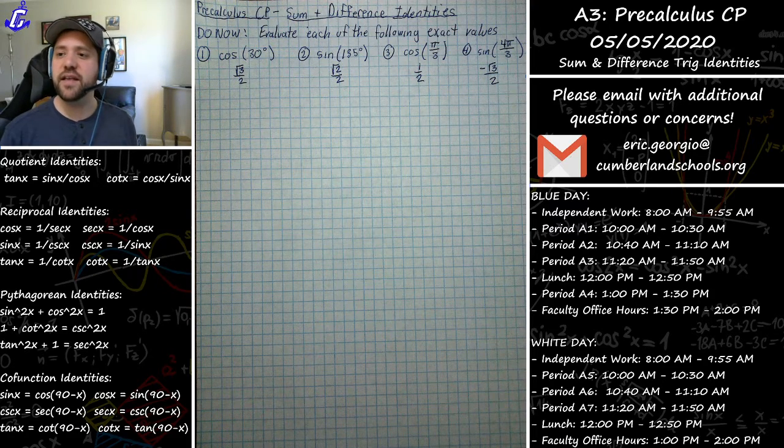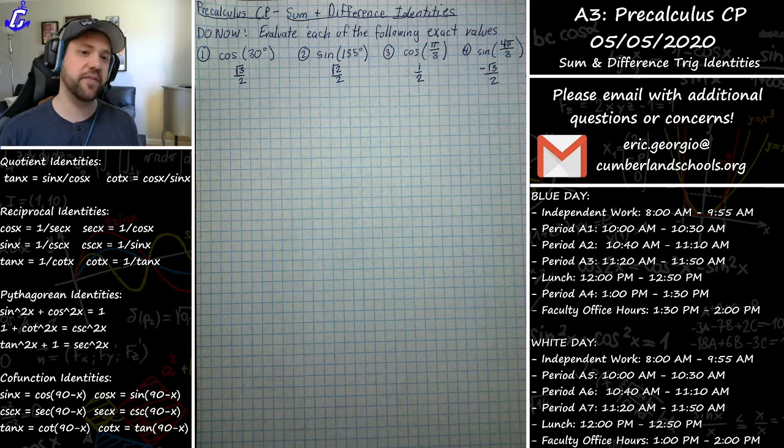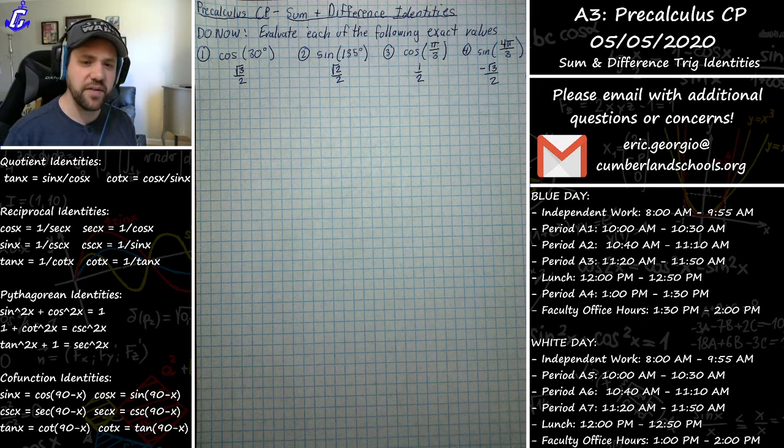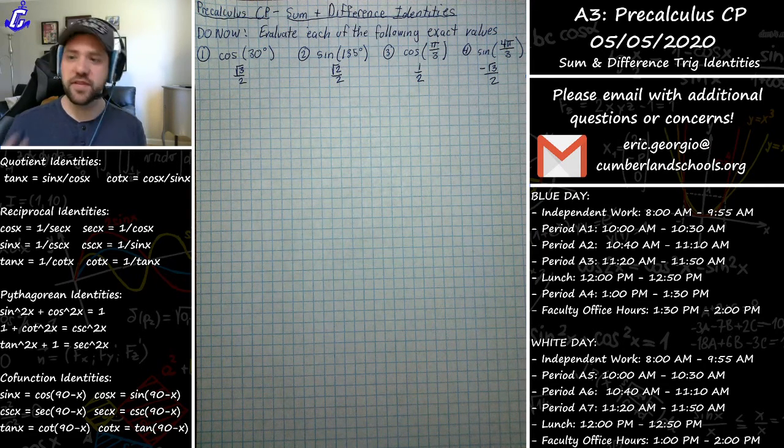But it is important that you do know at least the first quadrant ones. Especially going through a pre-calculus class, you are definitely expected to know that the cosine of 30 degrees is rad 3 over 2, going forward. The sine of 30 degrees is 1/2. The cosine of 45 degrees, rad 2 over 2, as well as the sine. The tangent values are important as well.